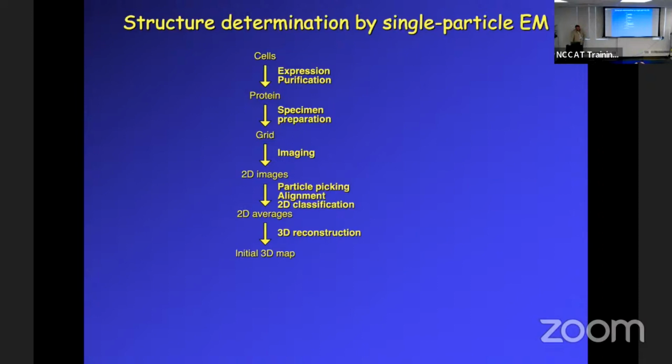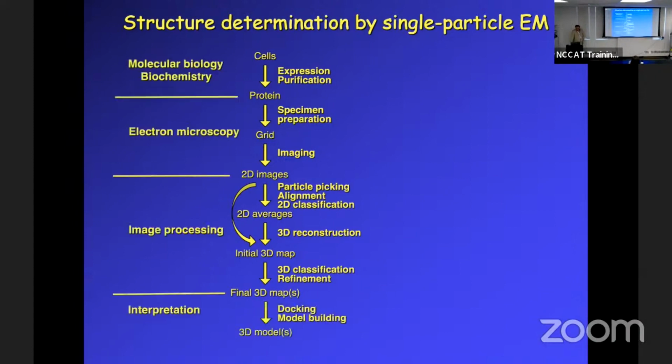And these days, very often, you actually go directly from the individual particles to a 3-dimensional reconstruction. And once you have this initial map, you try to improve the orientation parameters. You do 3D classification. You end up with final 3D maps, 1 or more. And that's when you can start to interpret your map, and you dock in structures, you do model building.